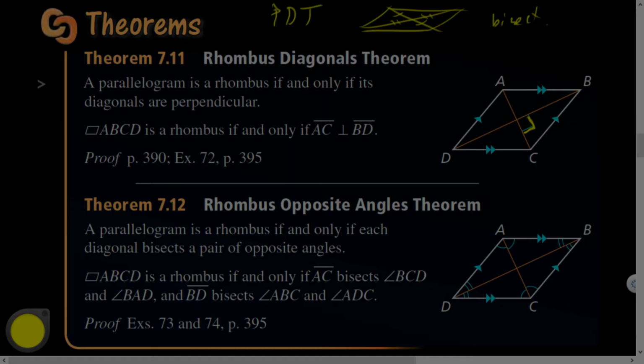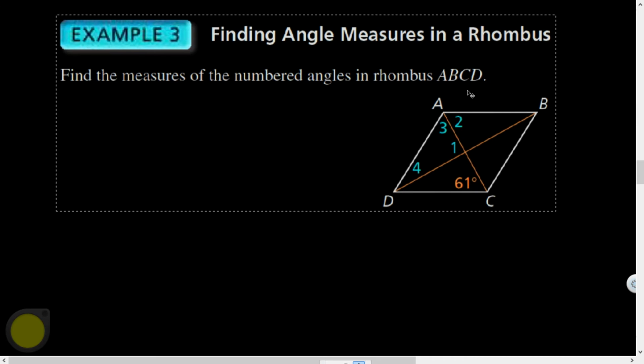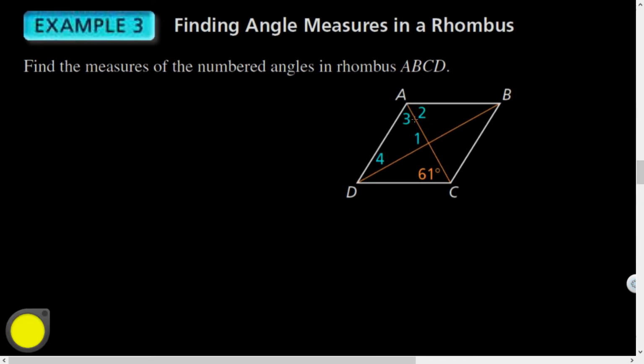Let's look at example 3. We learn some properties and then we apply them. Find the measures of the numbered angles in the rhombus. We can go in any order. You could call it angle 1, angle 2, or angle 3. Someone jump in here. Tell me angle 1, 2, 3, or 4.